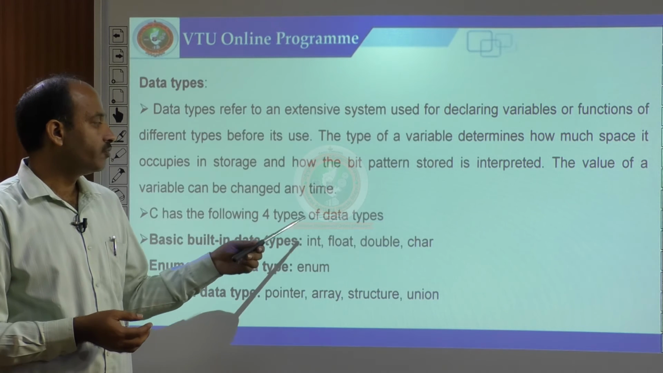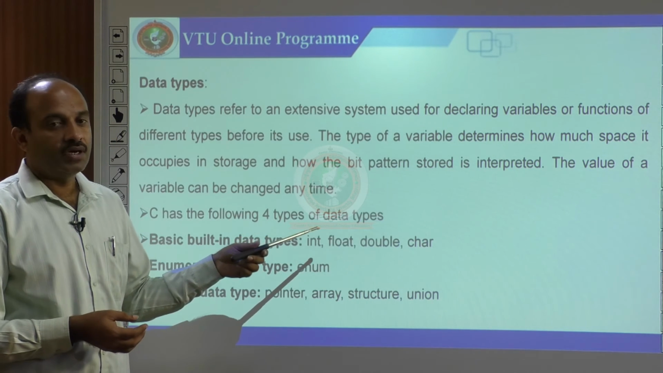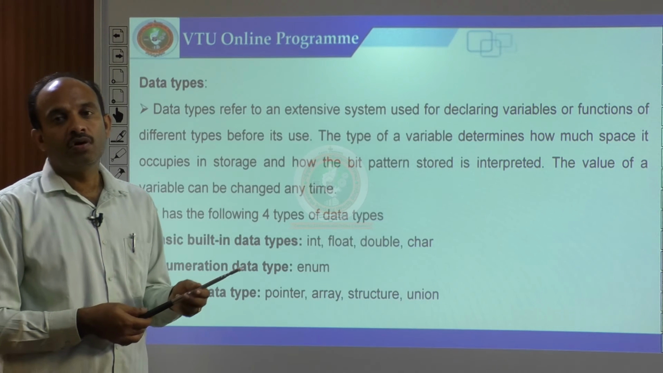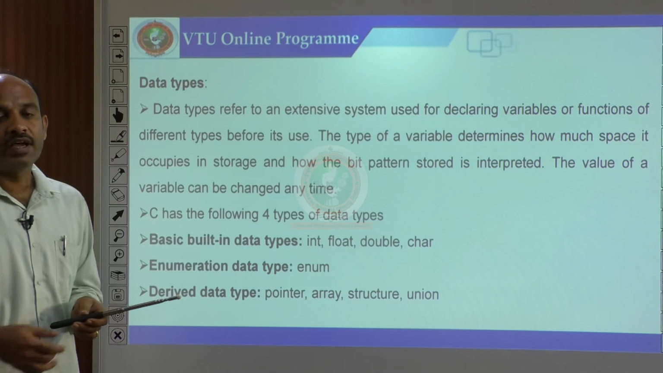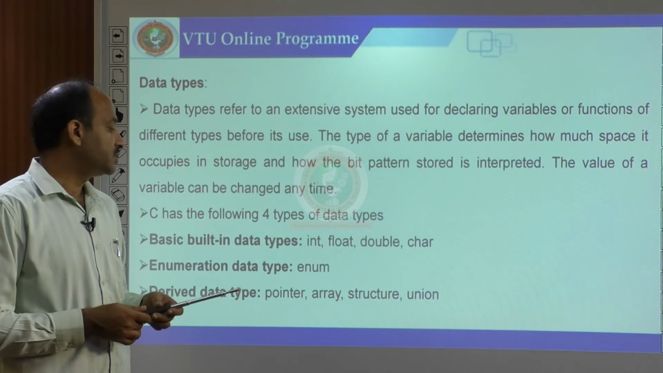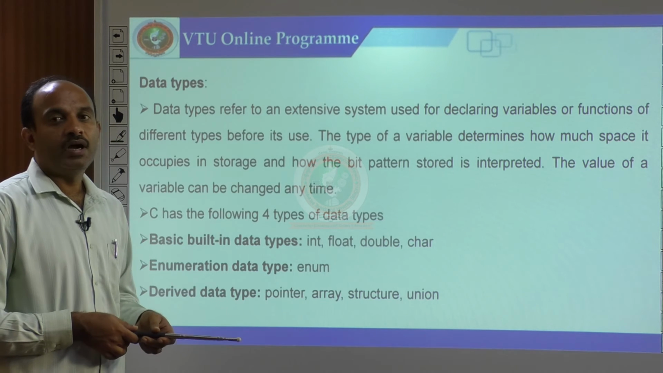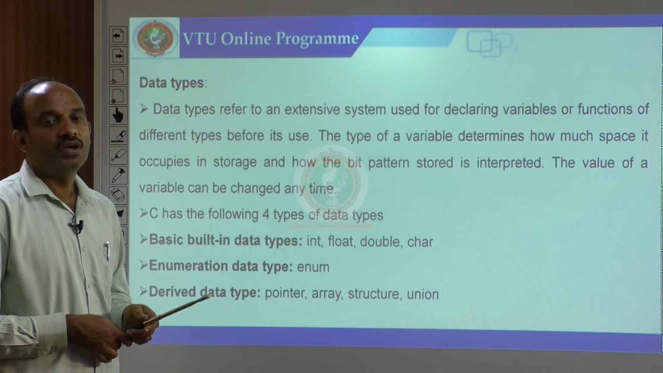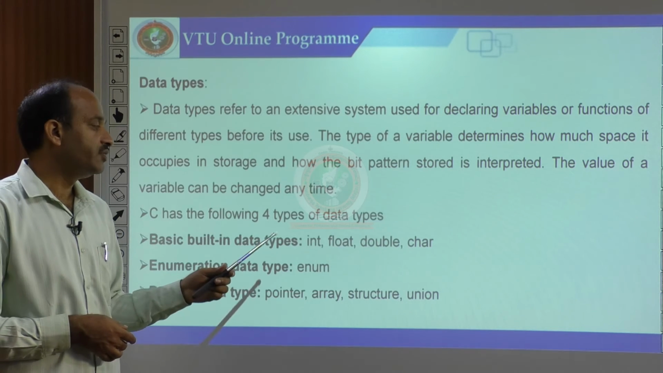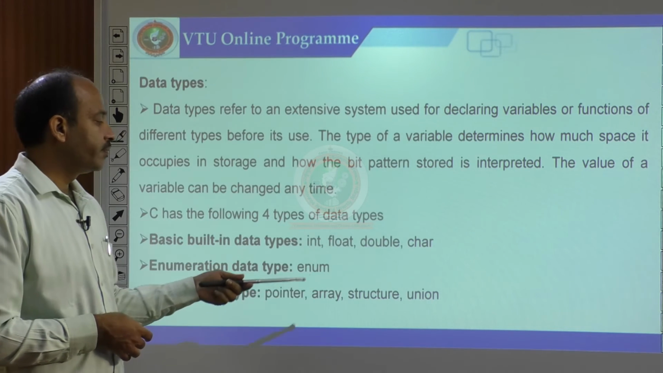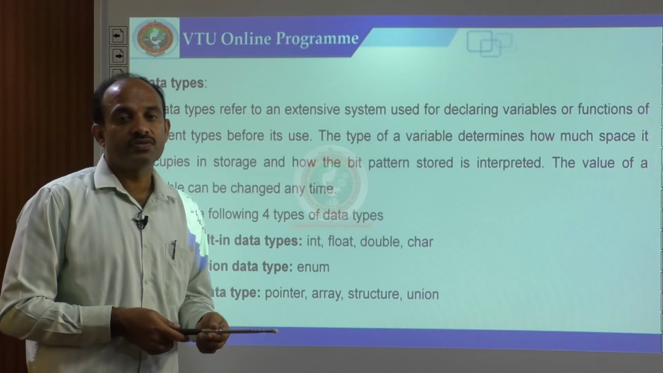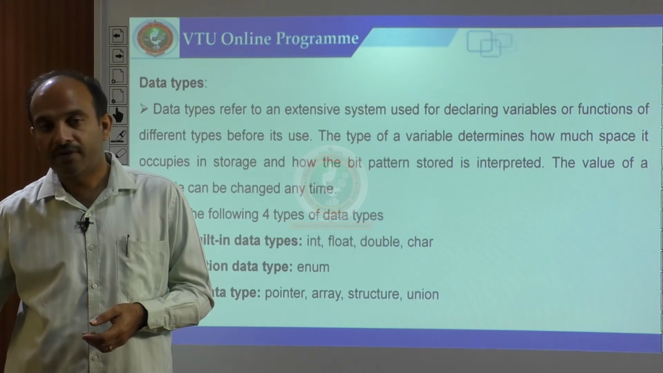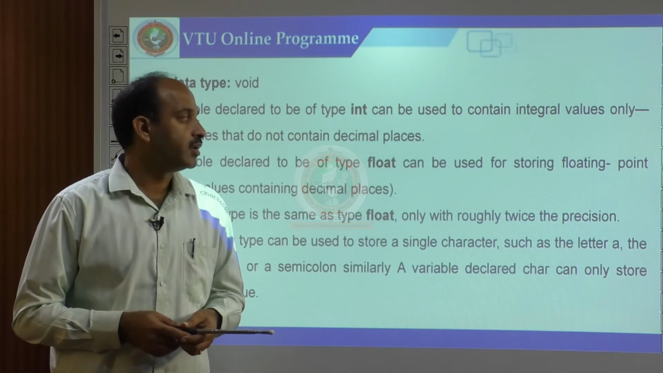There are 4 types of data types here. Basic data types are integer, float, double, char, and enumeration. Enumeration uses a keyword called enum, and the derived data types are pointer, array, structure, and union. These are some data types: int, float, double, char, enum, array, structure, union. A collection of characters is nothing but a string. We will discuss all of that one by one. Void.